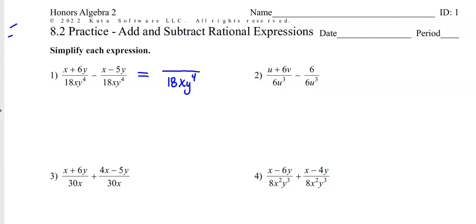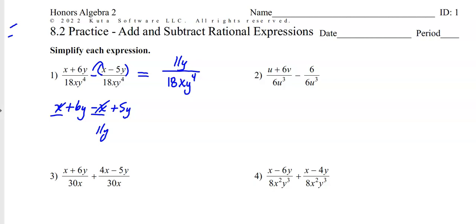But on the top, be careful. When you have subtraction, you're really subtracting that quantity, so you have to distribute a -1 through. So on the top, you're going to have x plus 6y, and then that's going to be a -x, and that's going to be a positive 5y. So when I clean all that up, x take away x cancels out, and 6y and 5y, that would be 11y on the top.